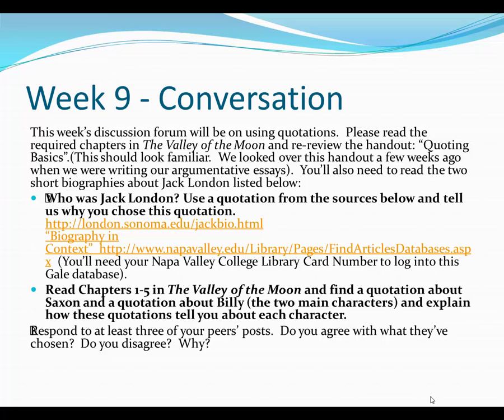One that talks about who Saxon is, one of the protagonists, the female protagonist, and another that talks about who Billy is, the male protagonist. I'd like you to again use an attribution. So, Jack London introduces Saxon in chapter 4 of Valley of the Moon. Include the quote, and then interpret the quote. Tell us what that quote means about Saxon and why you chose it to tell us something about the character.